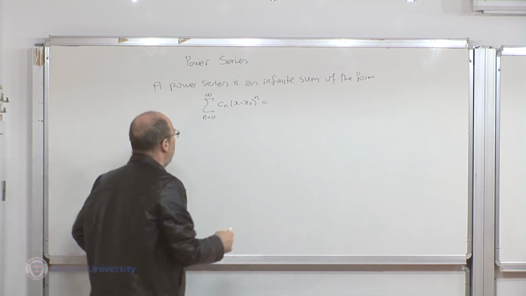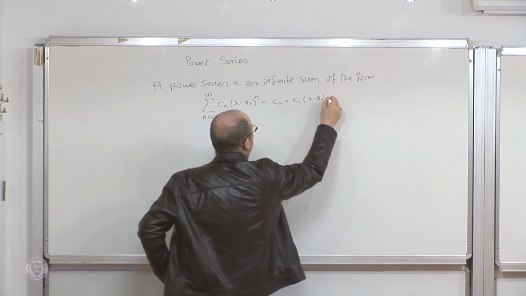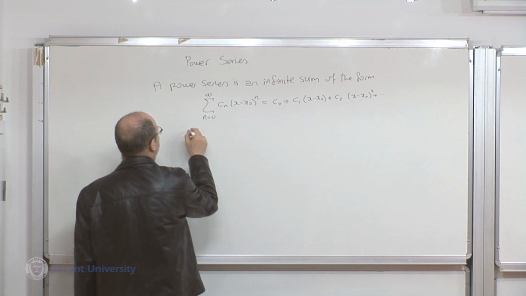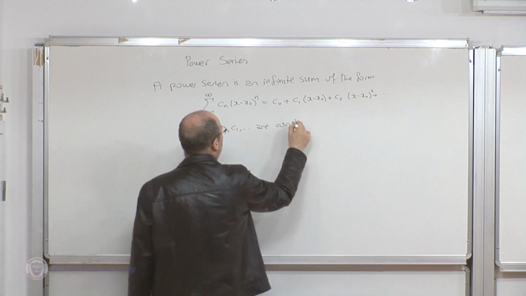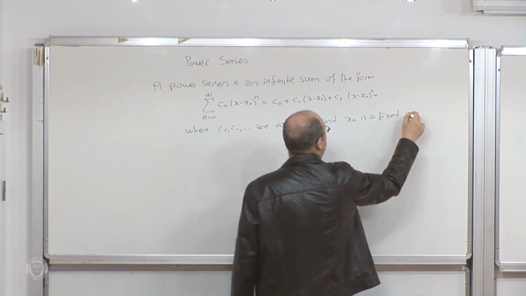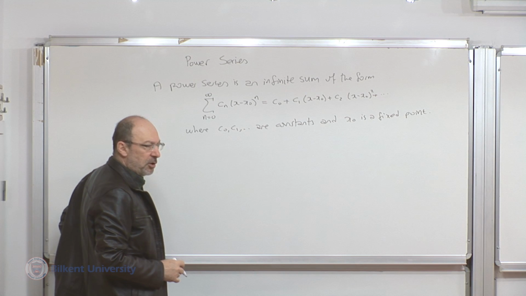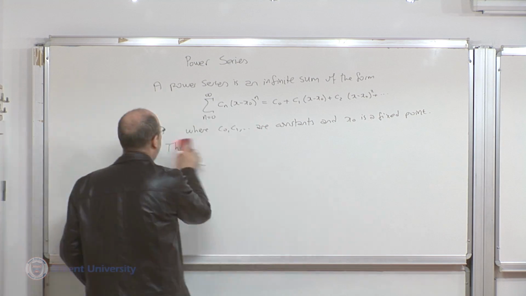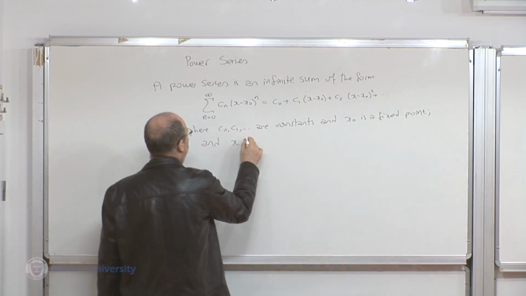So this goes like you have a constant, then you have C1 times (x minus x sub 0), plus C2 times (x minus x sub 0) squared, like this, where C0, C1 are constants, and x sub 0 is a fixed point. And of course, x is a variable.